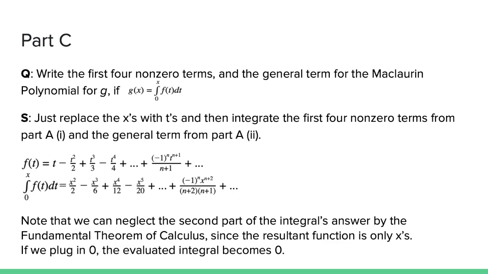where the integral from 0 to x of f of t dt equals x squared over 2 minus x cubed over 6 plus x to the 4th over 12 minus x to the 5th over 20, and so on, and then the general form is (-1)^n times x to the n plus 2 over (n plus 2) times (n plus 1). Note that we can neglect the second part of the integral's answer by the fundamental theorem of calculus. Because the resulting function is only x's, if we plug in 0 to all of the x's, the value effectively becomes 0, and adding 0 to the series doesn't do anything.